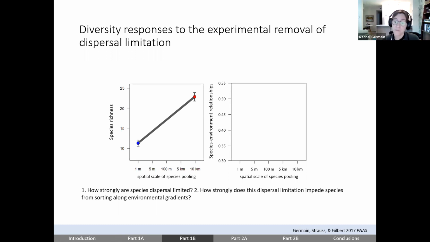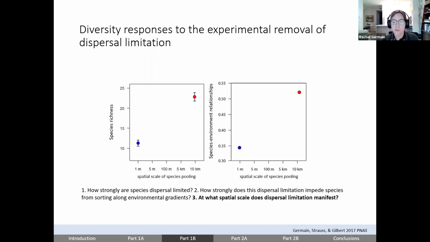How strongly does this dispersal limitation impede species from sorting along environmental gradients? Again, we can look at the other plot to see that. We all of a sudden see this jump from 35% of variation in occupancy patterns being explained by the environment up to about 52, 53, which, as you know, in ecology, is a huge effect, where sometimes we think 7% is a strong effect size. Here, there's this 20% addition of the explanatory power of the environment when you remove that dispersal history.